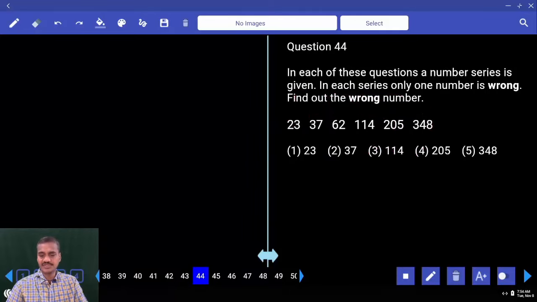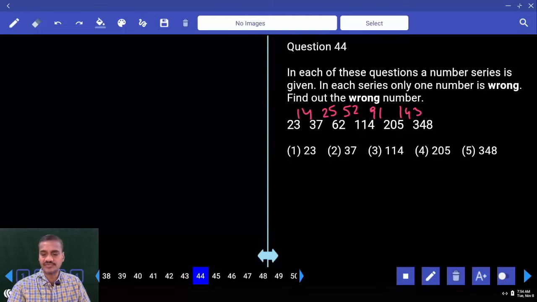Clear? Next, 23, 37. 23 and 37, what is the difference we have? 14. And next difference, 37 and 62, 25. 14, 25. And 62 and 114, what is the difference? 52. And 114 and 205, the difference is 91. And 205 and 348, the difference is 143. Then if you check out 14, 25, 52, 91, 143.